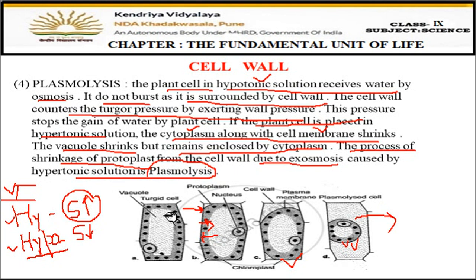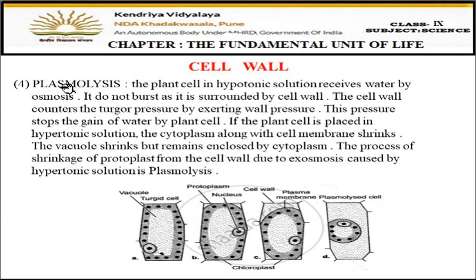Plasmolysis means the complete protoplasm will shrink and come to the center, and this is because of exoosmosis when the plant cell is kept in a hypertonic solution. Fine. So I think this is clear to everyone that plasmolysis means shrinking of the protoplast. This will happen when the cell is kept in hypertonic solution due to exoosmosis. Water will come out and all the protoplasm will shrink at the center, and the process is called plasmolysis.